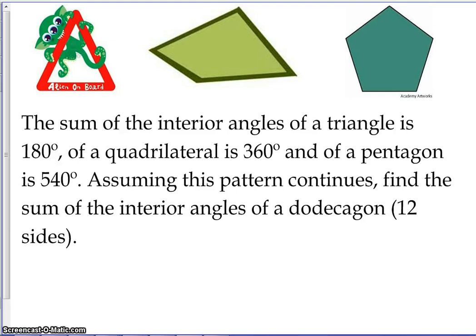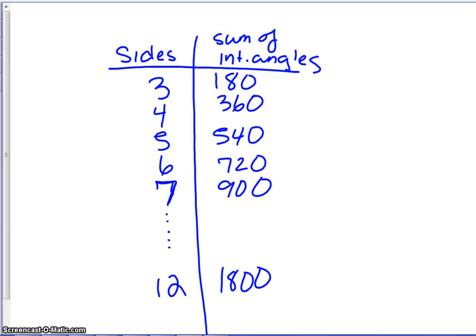Again, I'm going to have you pause and try to figure this out. So here's what I have for a solution. If the 3-sided is 180 and the 4-sided is 360, it looks like each time we're adding 180 degrees. When you add another side, you add 180 degrees. I didn't show how we did all of them, it got kind of tedious. And then we get to 12 and we have 1800.